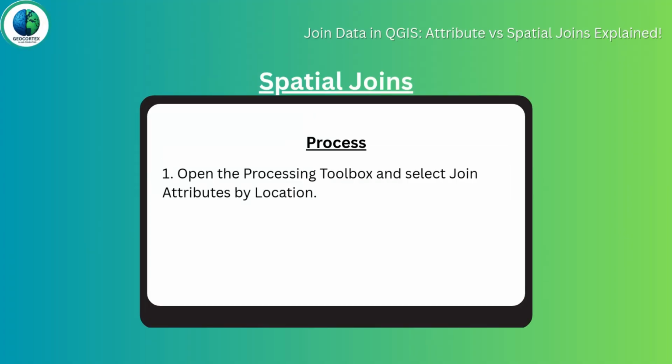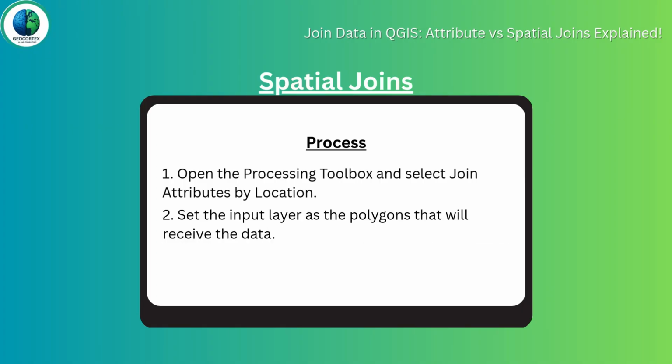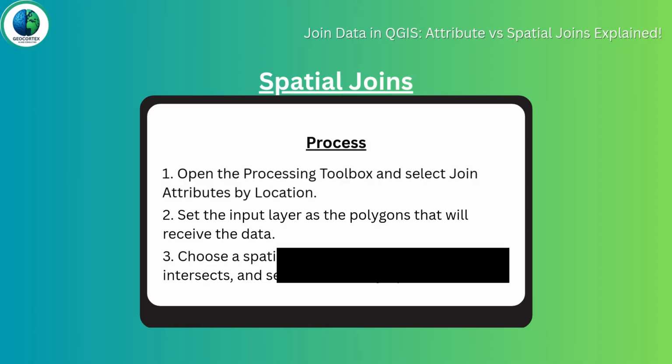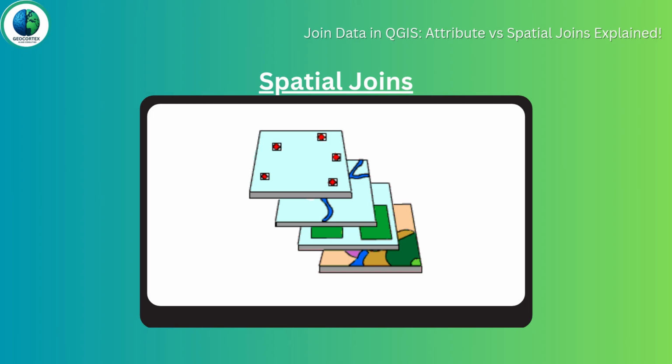Open the Processing toolbox and select Join Attributes by Location. Set the input layer as the polygons that will receive the data, such as districts, and the join layer as the points, such as schools. Choose a spatial relationship like contains or intersects, and select a summary option like count. The output is a new polygon layer, and each district now includes a field showing the total number of schools inside it.